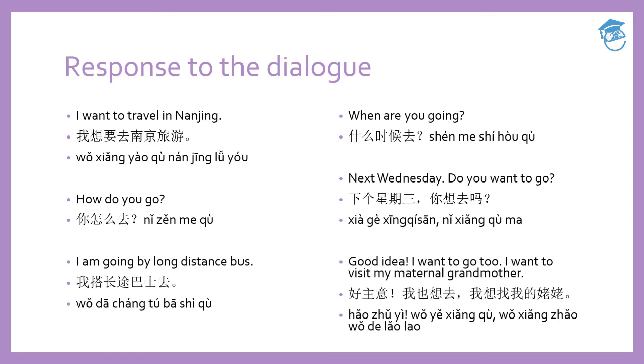So, 好 is good, but 主意 is kind of new combination to you. It means idea. So, to say 好主意 is to say good idea. Okay? And I want to go too, you can say 我也想去. 也 is also, and you can use it as too. So to say 我也想去 is to mean I want to go too. Okay, and it's placed in front of the verbs because it is description. 我想找我的姥姥 is to say I want to find my maternal grandmother. You have learned 找 as find, but in this context, it is understood as you want to visit someone. So it's a new usage of this word.